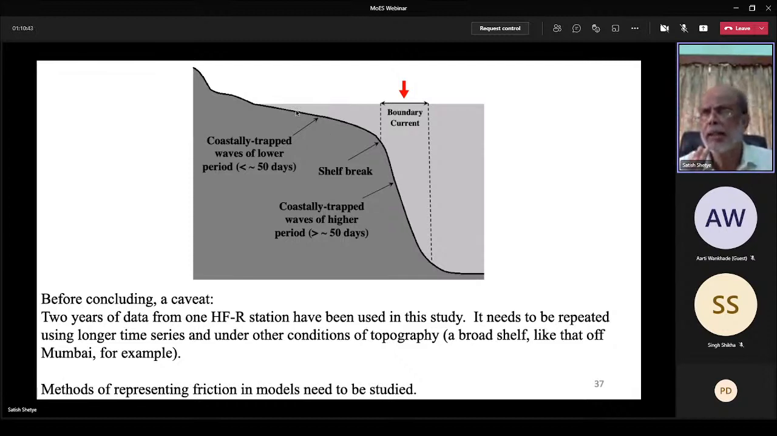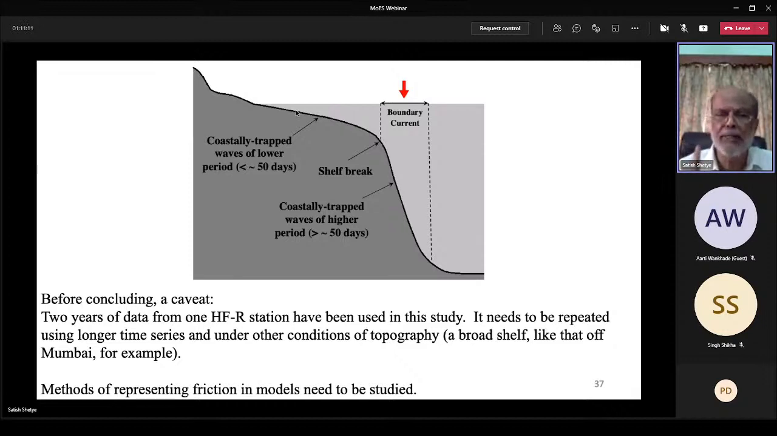This kind of brings our understanding of the Indian shelf in line with what is known about shelves elsewhere. Shelves elsewhere also have this property that most of them don't exhibit long frequencies. They exhibit primarily the short periods or high frequency motions.